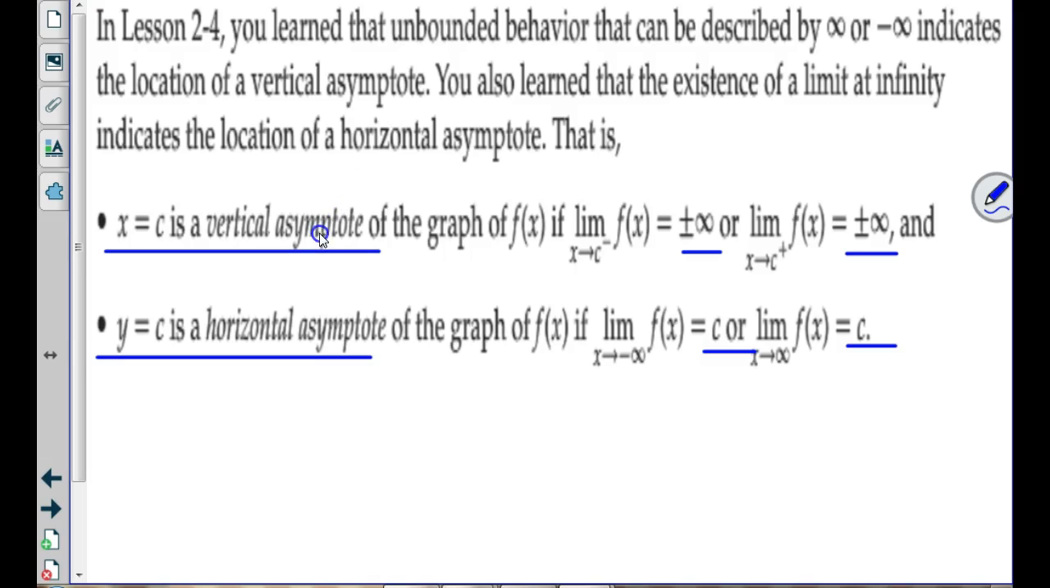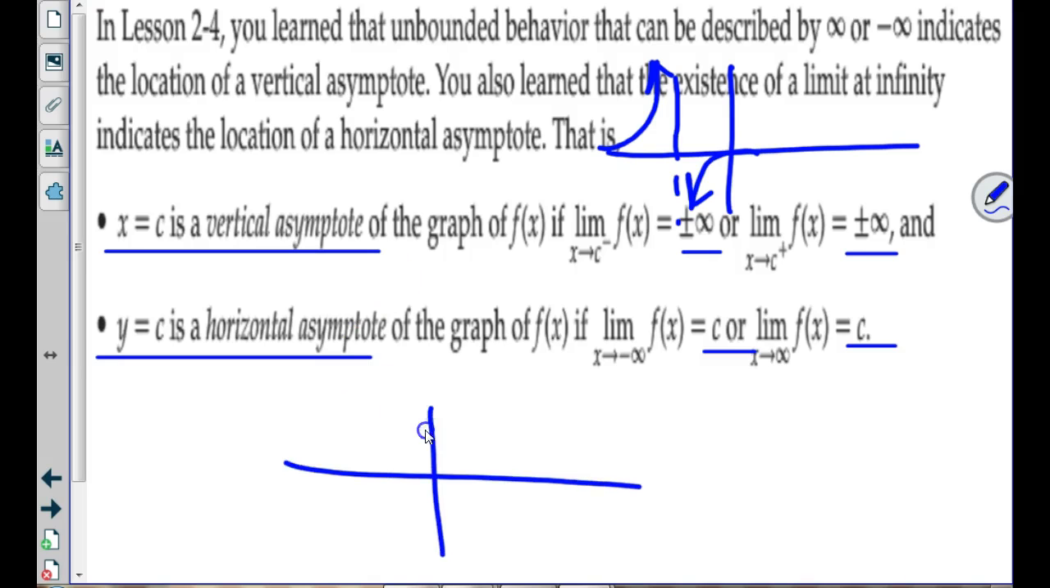Vertical asymptote, okay? If there's a vertical asymptote in the graph, on either side of it, the graph will either go up or down. If there's a horizontal asymptote, though, what happens? Do you remember? It means the graph stays close to that value, right? Okay.